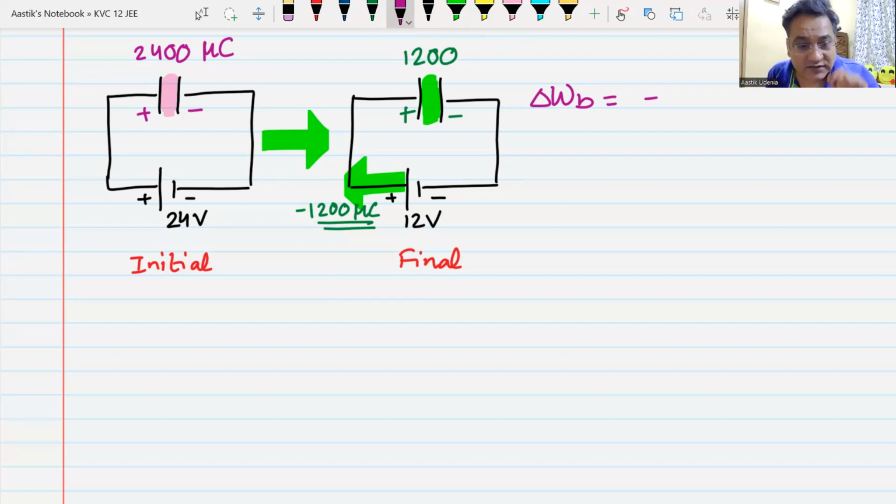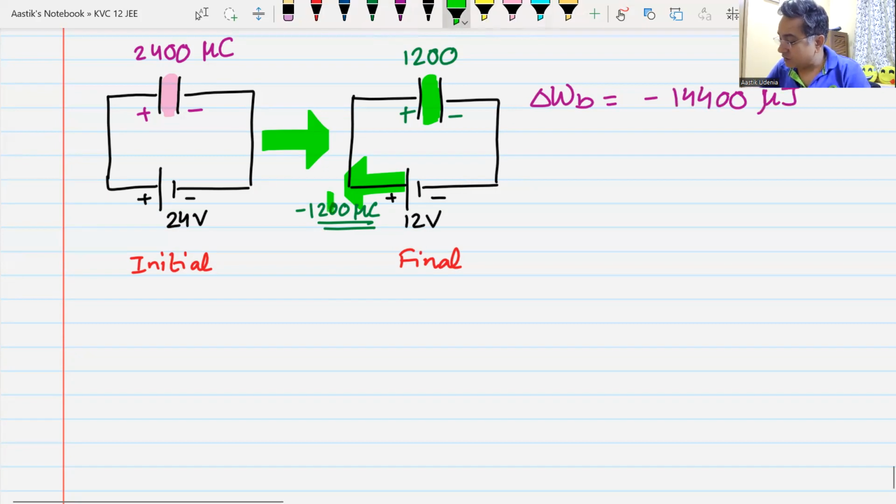Now the next question is how much is the work done on the battery? Minus 14400 microjoules. You have found out the charge which has flown. You just multiply this charge with this voltage. We understand this, yes or no? Understood, sir.